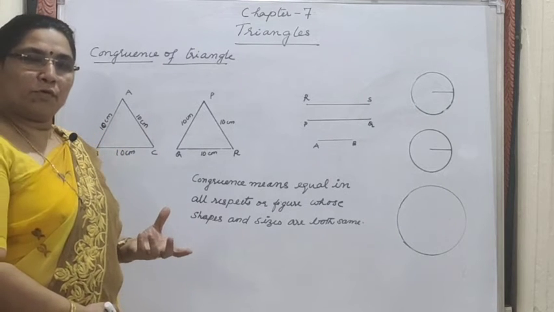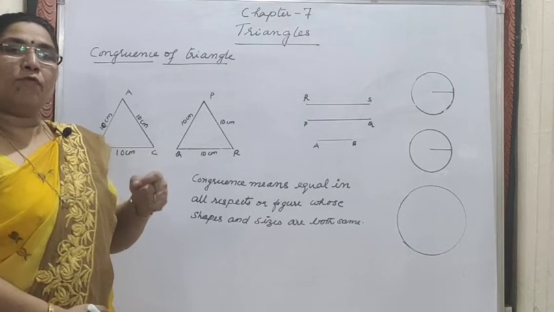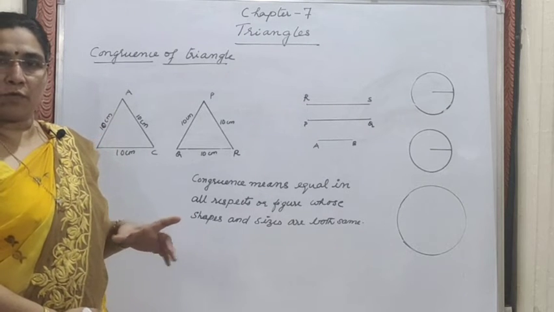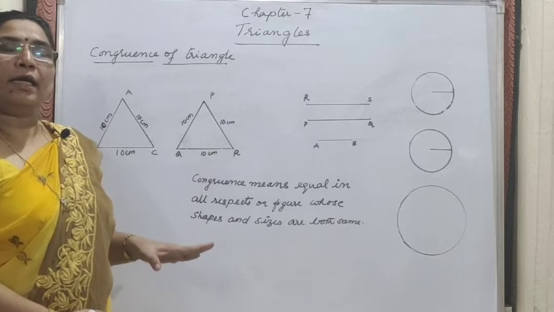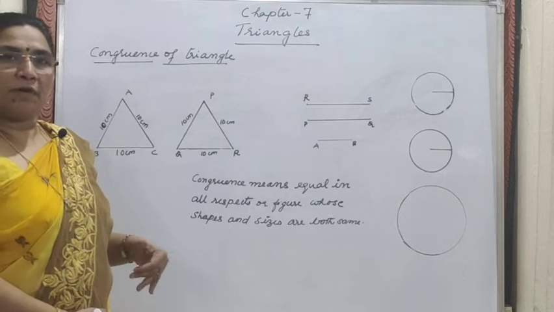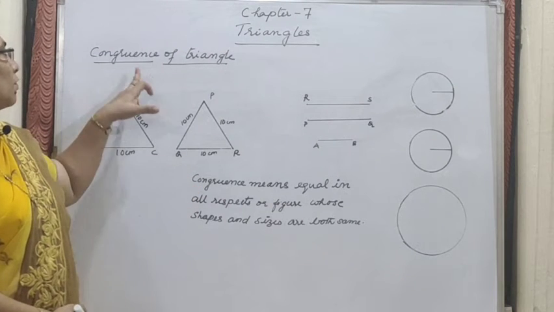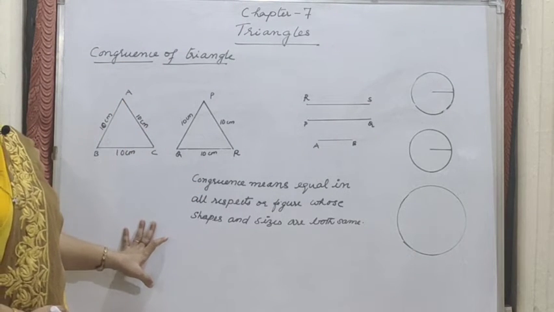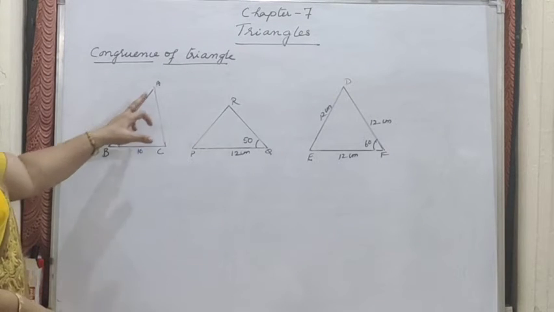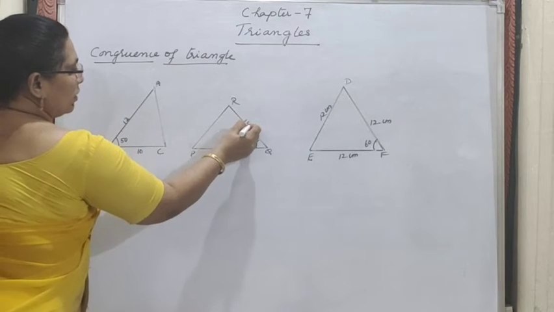Another example: when you are using a pen, you know that one refill will be there inside. A refill of the same size only can be replaced there. If a refill of a different size is used, it cannot be used. That means the idea of identical objects is produced here. Wherever we want to produce identical objects, the idea of congruency is used. Next we are going to learn about the congruency of triangles. Triangle ABC is given and also PQR is given. Here it is 10 centimeter.